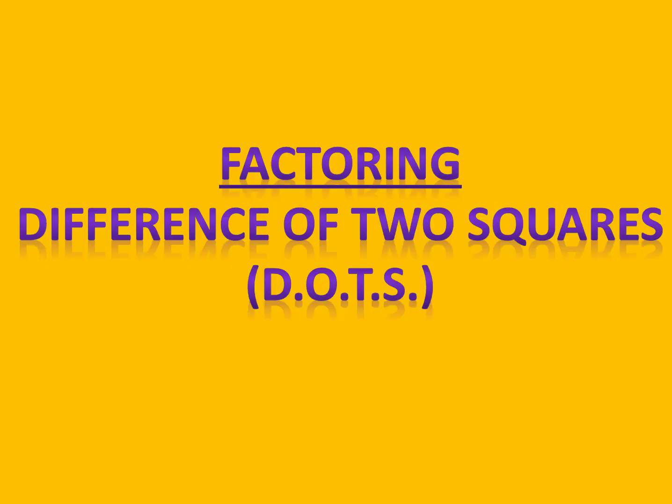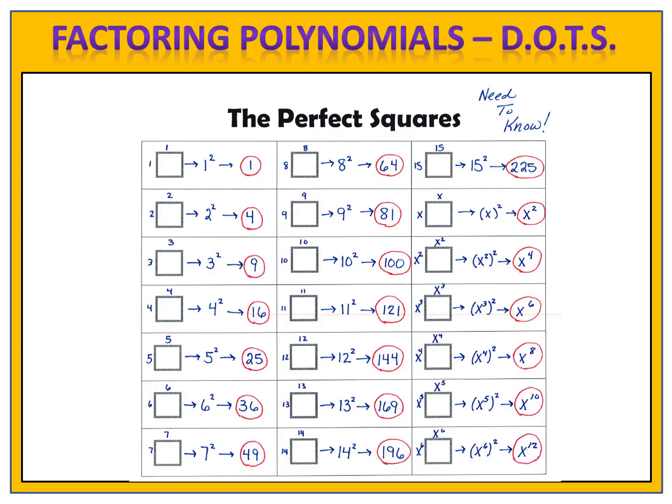In this lesson, we're going to learn another technique used for factoring polynomials called the difference of two perfect squares. Let's begin today by talking about what the perfect squares are. The perfect squares are numbers that are created by squaring another number.